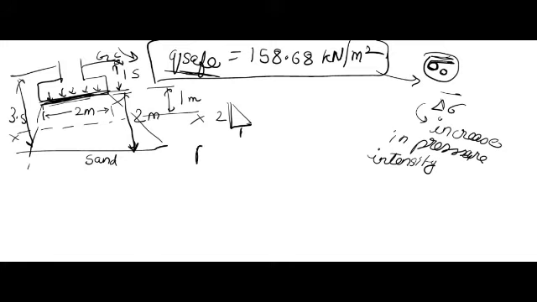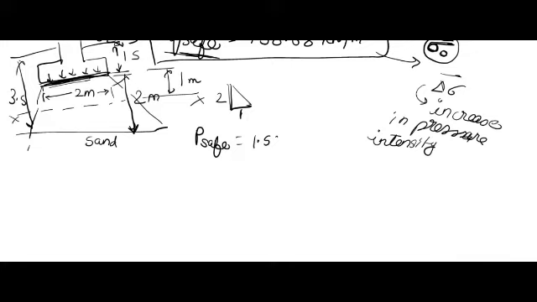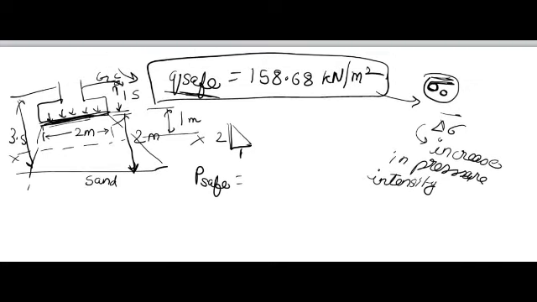Therefore P safe, the safe load, can be found out in kilonewton as 158.68 into 2 meter into 2 meter, that is the area of footing.